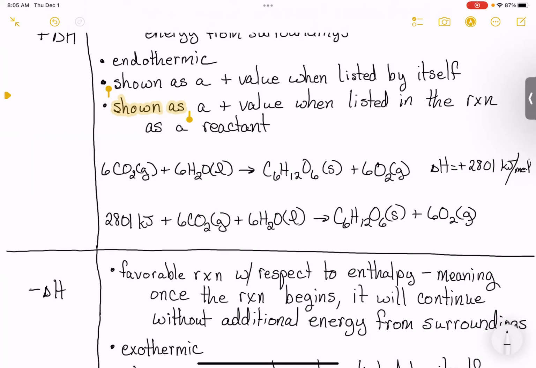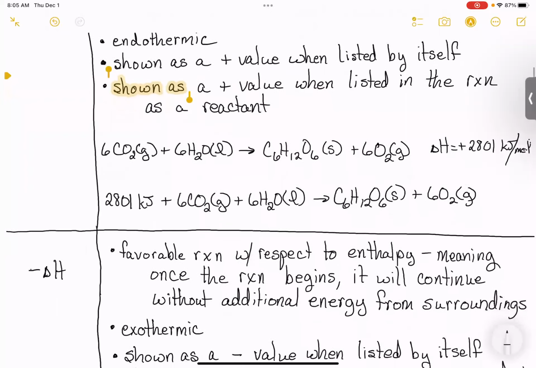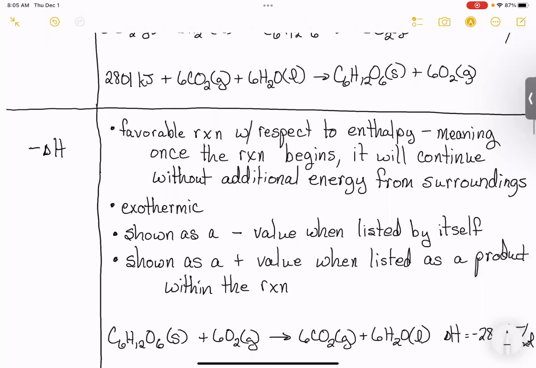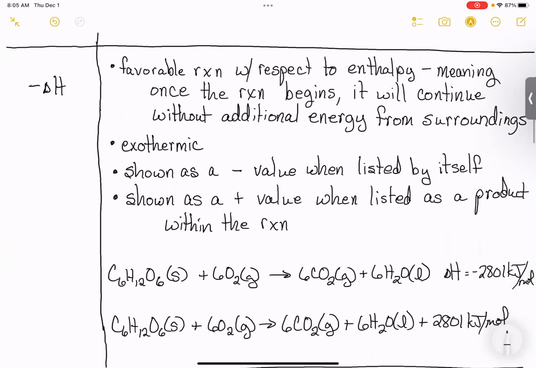Exothermic begins with an EX, just like the word exit begins with an EX. And what exits a reaction? Well, that would be the products. So if you have an exothermic reaction, then if you show the enthalpy all by its little lonesome, you're going to put a negative in front of it. But, and this is the big but, if you show the enthalpy as part of the reaction itself, it's simply shown as one of the products.